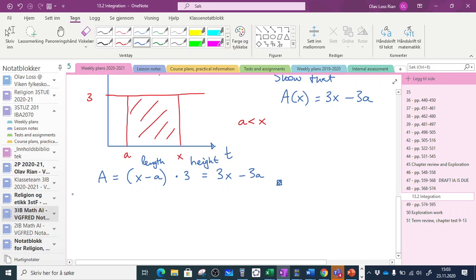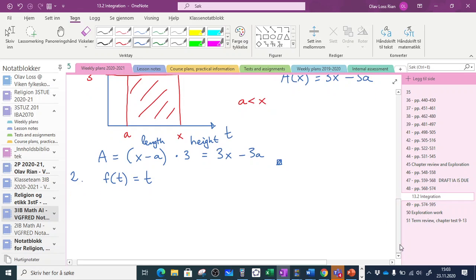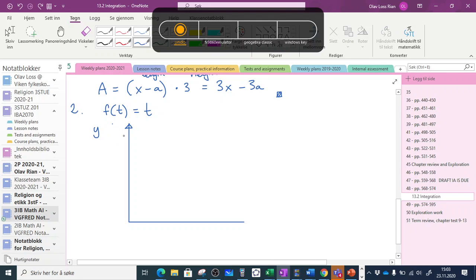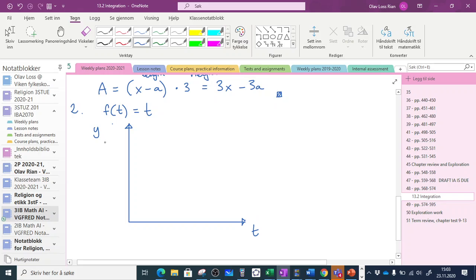Okay, moving on to our second step in our investigation. We consider the area under the graph of a function f of t equals t. What is that going to look like? Let's see. Now, this function f of t, so we have t along the first axis, and we have the values for f of t along the second axis.